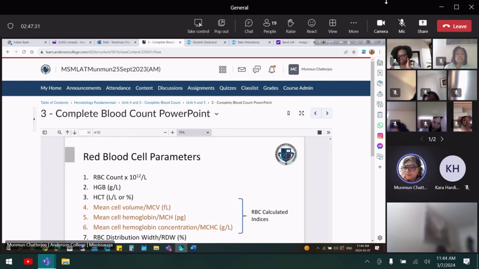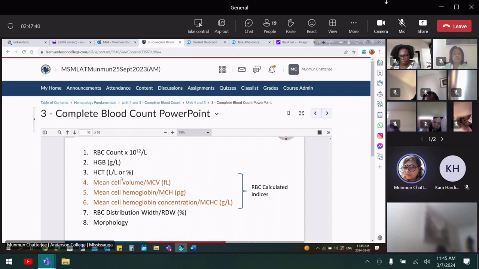So red cell count is expressed as 10 to the power 12 per liter. Hemoglobin is expressed in grams per liter. Hematocrit is mainly a percentage. We did that. L per liter, generally we don't do that one. You can convert it, but it is 100%, so generally we express this as a percent.